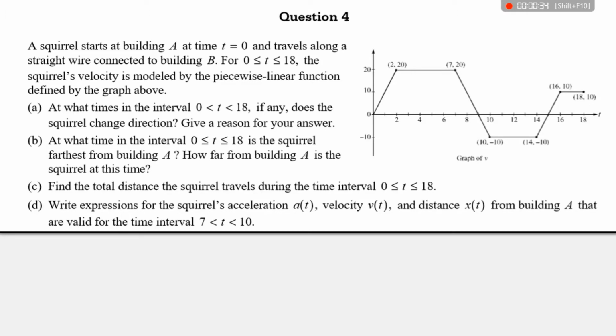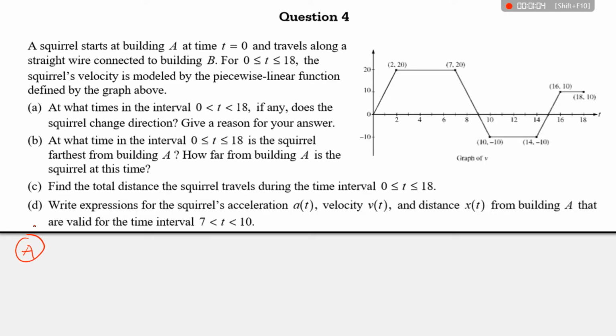So I have a squirrel that's starting at building A at time t equals 0, traveling along this straight wire connected to another building, for t is 0 to 18. I want to know the squirrel's velocity as modeled by this piecewise linear function defined by this graph. First, what times would the squirrel change direction? And how would you know?